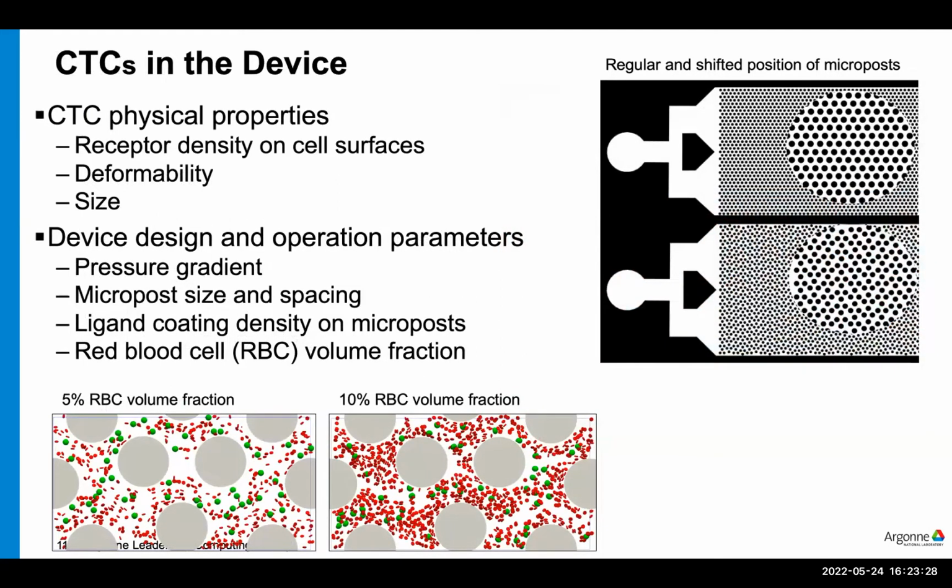Right, so the capture of the CTCs by the microposts relies on a number of properties in the system. Some of them are related more to the CTCs themselves: the density on the cell surface, deformability, as well as size. And then there's parameters related to the device itself. So the configuration of positioning and size of the posts, and the volume fraction of red blood cells in the system is another.